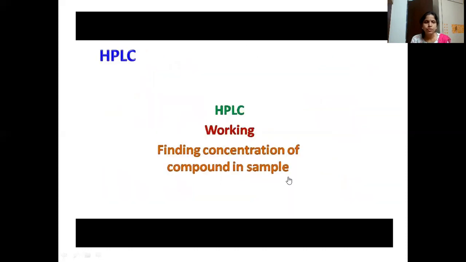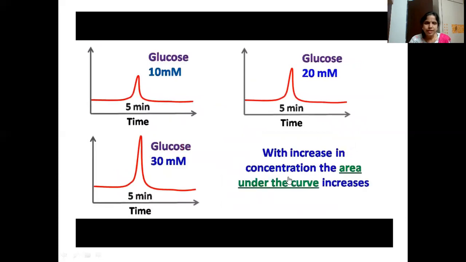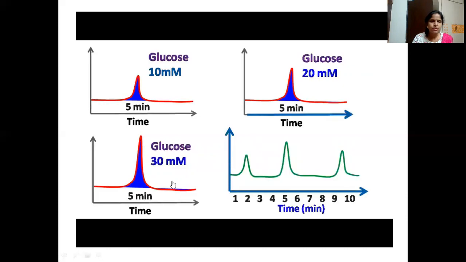Suppose you want to find the concentration of the sample. We have to run the HPLC again, taking different concentrations of glucose, 10, 20, 30 millimolar. The same retention time will be there, but the area under the curve will differ. With an increase in concentration, the area under the curve will increase. So you can see here, more concentration, more area.